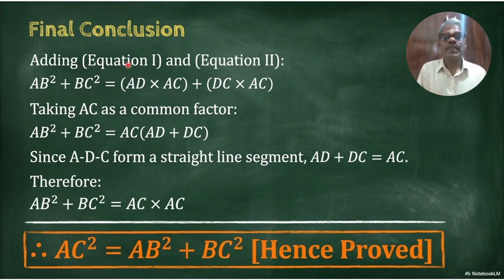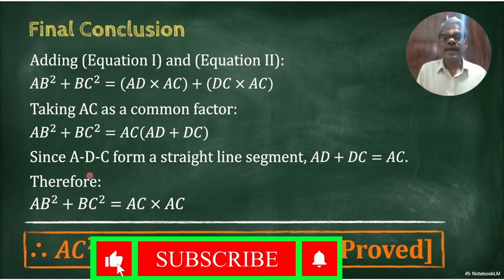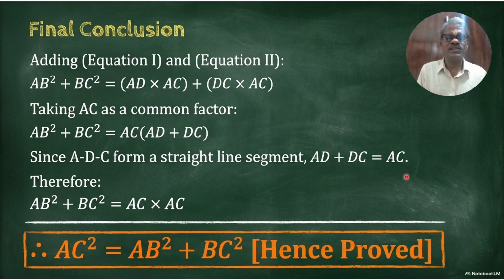Now the final conclusion. Adding equation 1 and equation 2, we get AB square plus BC square is equal to AD into AC plus DC into AC. Now taking AC as a common factor, we get AB square plus BC square is equal to AC into bracket AD plus DC. Since ADC forms a straight line segment, we get AD plus DC is equal to AC.